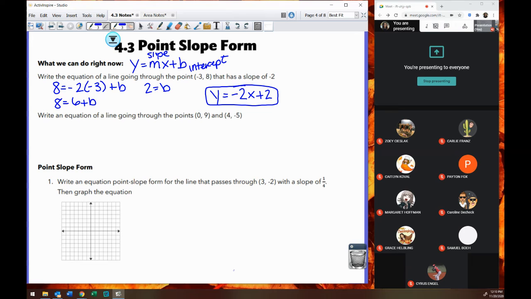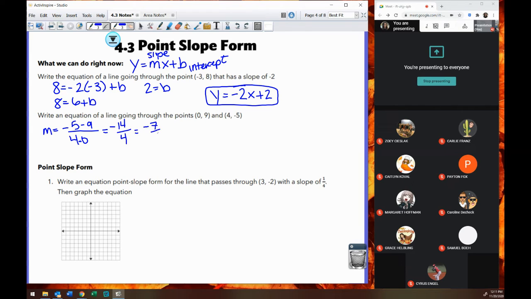Write an equation of a line going through the points (0, 9) and (4, -5). All we're given are two points. What's our first step for that one? You have to find your slope first, because in slope-intercept form you need your slope and your intercept. So we find the slope: subtract your y coordinates, subtract your x coordinates. You get -14 over 4.